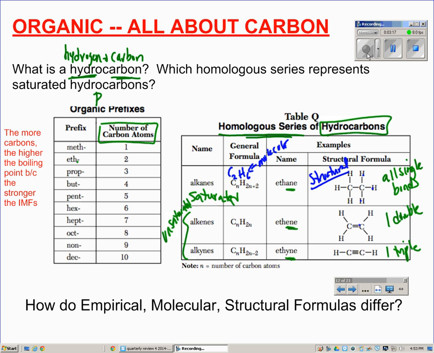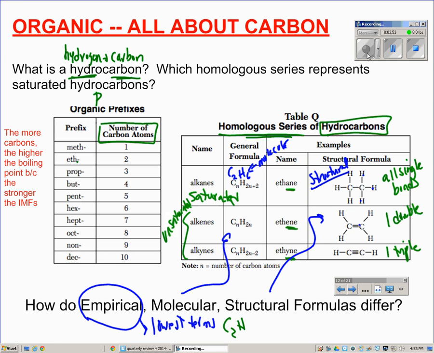Okay, just one thing about properties, just an FYI. Remember that the more carbon atoms you have in a hydrocarbon chain, the higher the boiling point. Why would that be? Because there's more chance of attraction between molecules, so you would have stronger intermolecular forces. The other thing that's written on this slide that you may need to know, we talked about the molecular formula already. We talked about the structural formula. Empirical formula is just the formula in lowest terms. So if the molecular formula was C2H6, the empirical formula would be C, divide both by 2, so C1H3.